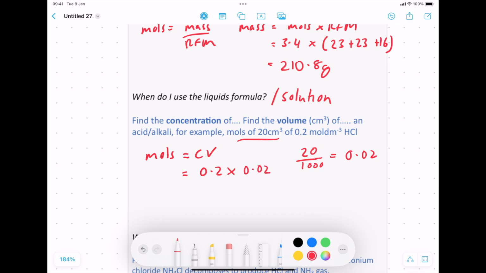You must remember to do that, otherwise your answer will be out by a factor of 1,000. So we've got moles equals C times V, which is 0.2 times 0.02 gives us an answer of 4 times 10 to the minus 3 moles.